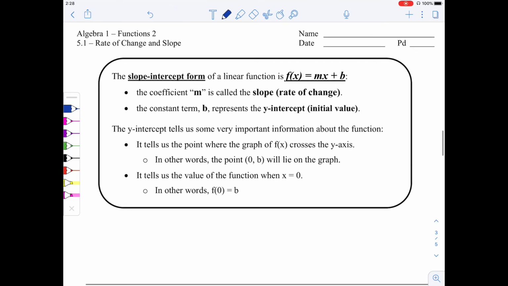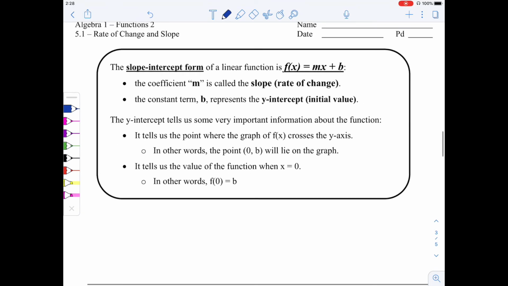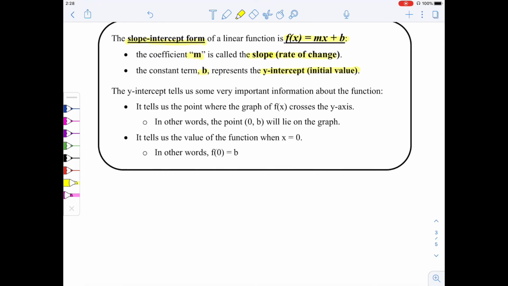Okay, so for this section, we're going to start off with the slope-intercept form, which is f of x equals y, or f of x equals mx plus b. Right? That's our slope-intercept form. Our coefficient m is a slope, which is our rate of change. Our b is a y-intercept, initial value. So we're going to do a lot of this function, so we want to get used to it. So f of x equals mx plus b.